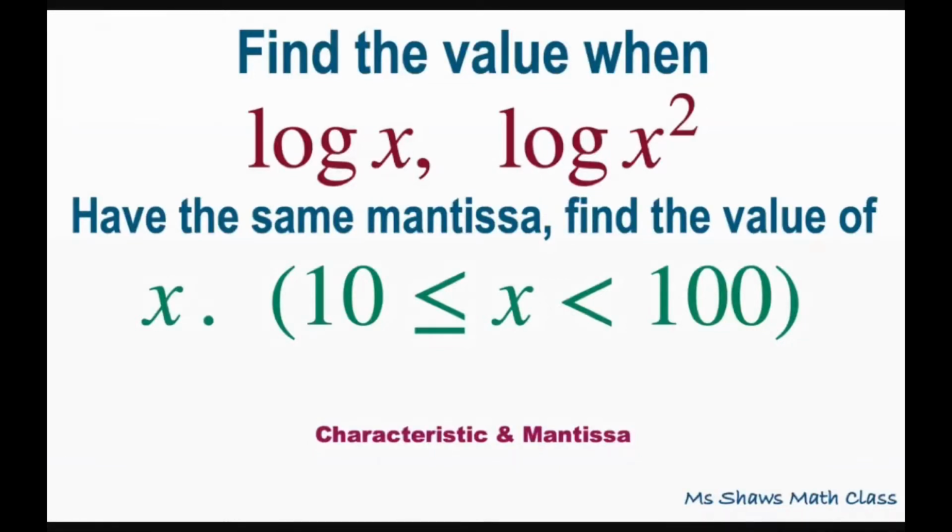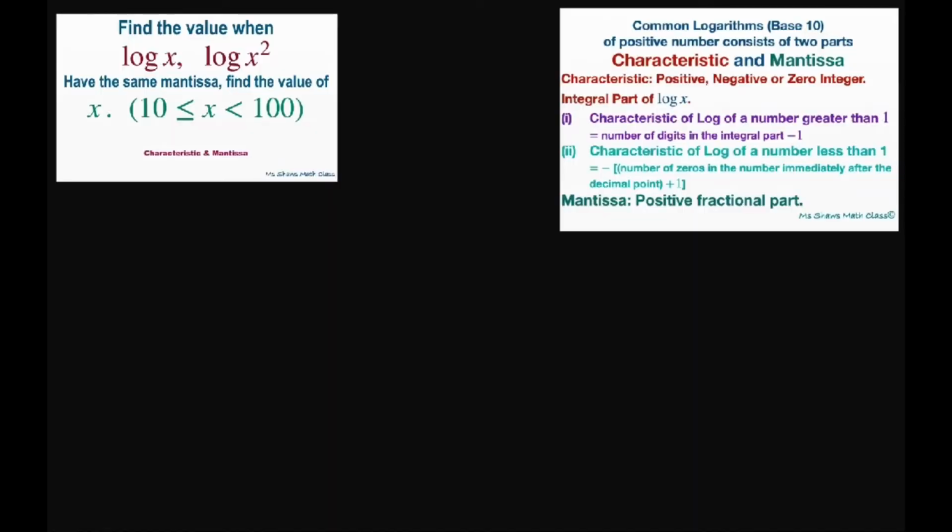Hi everyone, we're going to find the value when log of x and log of x squared have the same mantissa. We're going to find the value of x, and our x is in between 10 and 100. It's less than 100, but it can equal 10. All right, let's see. So basically we have that x is greater than or equal to 10, but less than 100.